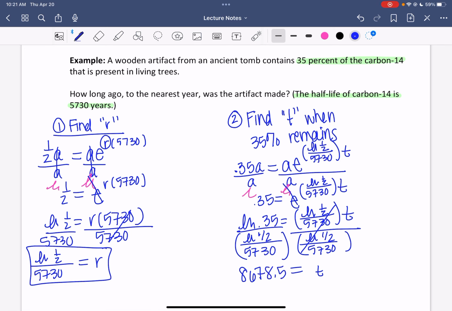8,678.5. Or, because we're talking in years, we could say 8,679 years. So it says, how long ago to the nearest year was the artifact made? Nearest year is why I round it. It was made 8,679 years ago. There's a lot to these problems, but hopefully you're good with your solving with your logs. Using your on-screen calculator is going to help you, because I would just want to enter this right here into my on-screen calculator, then round at the end.